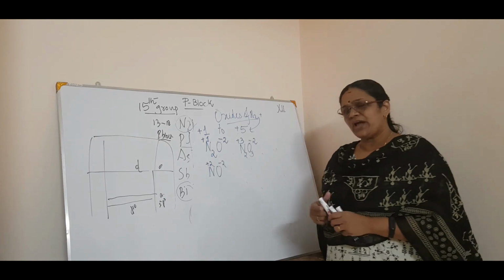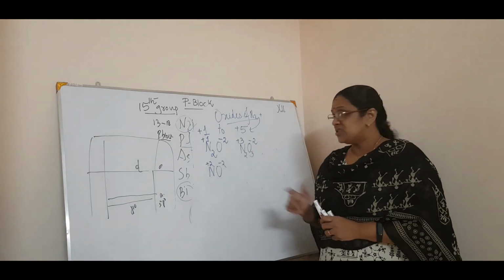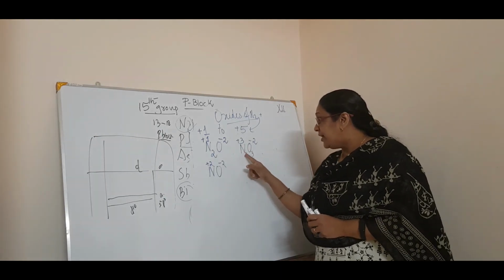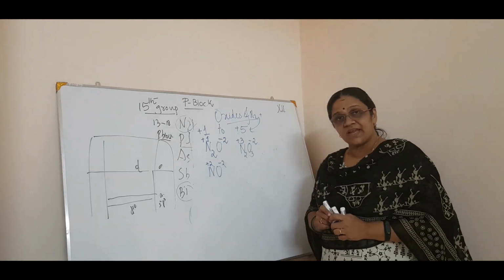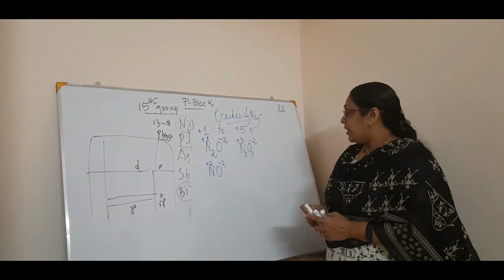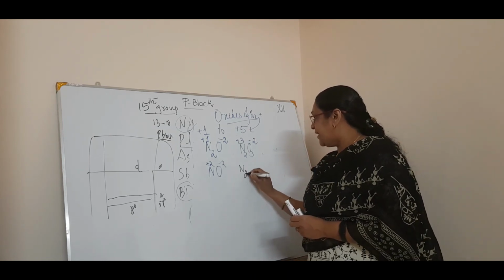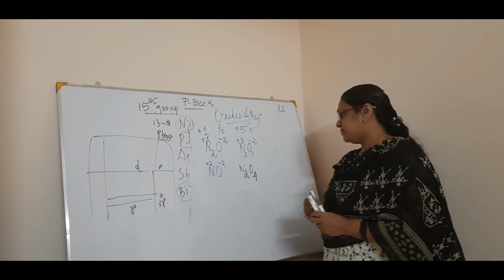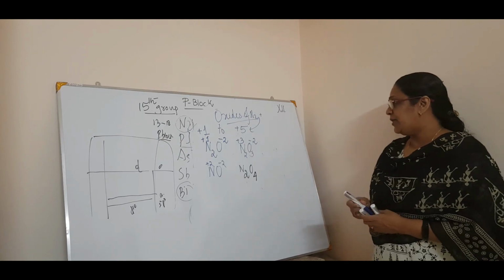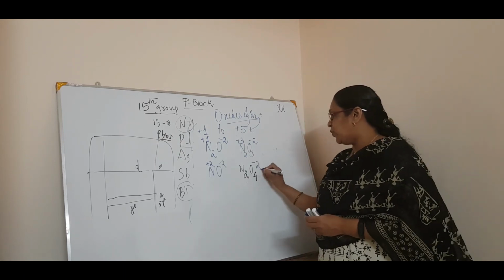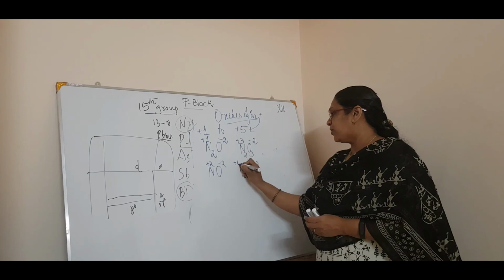Okay, phosphorus will also have it, but nitrogen is reversed. So the plus 3 oxidation state is what? N2O3, correct? Okay. Now what comes next? 1, 2, 3, 4. 4 is N2O4. In N2O4, this is minus 2 times 4 is minus 8, and this is plus 4 times 2 is plus 8.